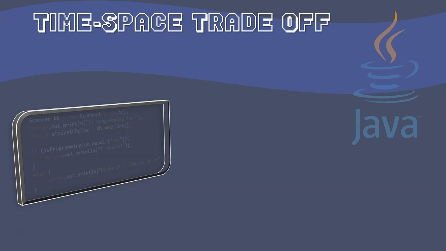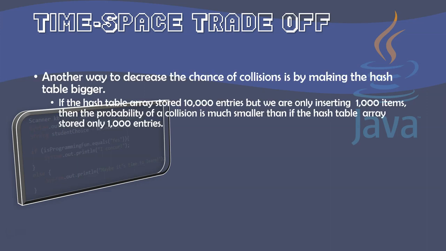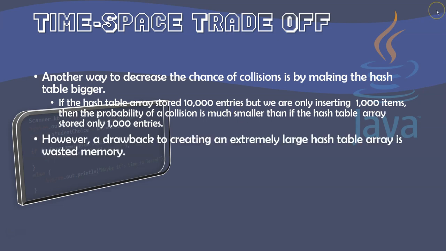Now, all this is leading to a time and space trade-off of what we want our program to be able to do. Another way to decrease collisions is making our hash table bigger. If the hash table stores 10,000 entries, but we're only storing 1,000 items, then the probability of collision is much, much smaller than if the hash table array stored only 1,000 entries.